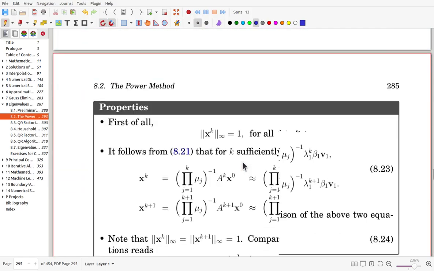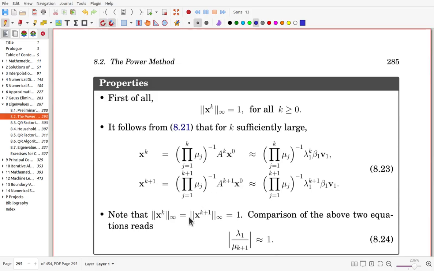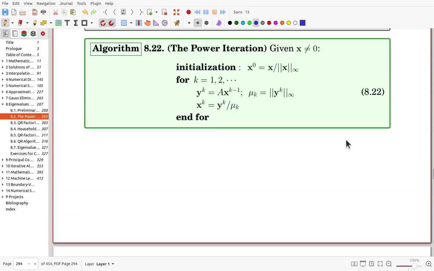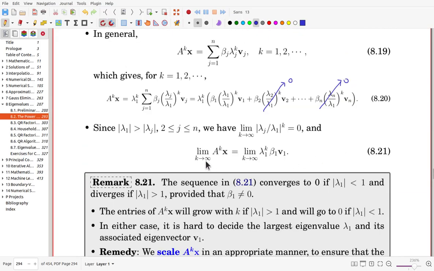Now let's try to get properties. Because of scaling, for every k, x_k has length 1 in L infinity norm. Now, when k is sufficiently large, as in this equation, we may consider only the first term, and we may ignore the others. Relatively, these are way smaller than this one. It's ignorable.